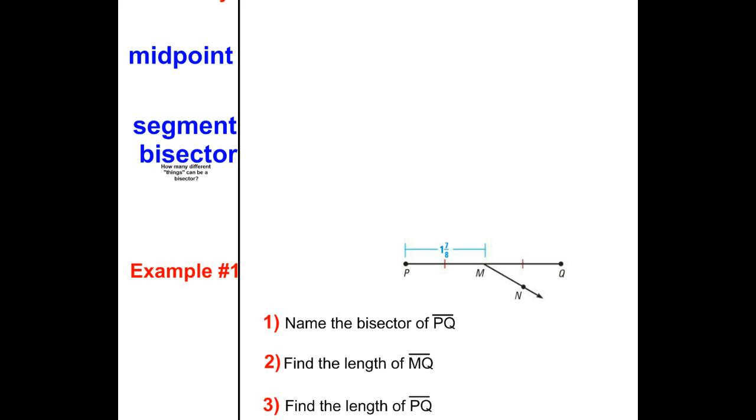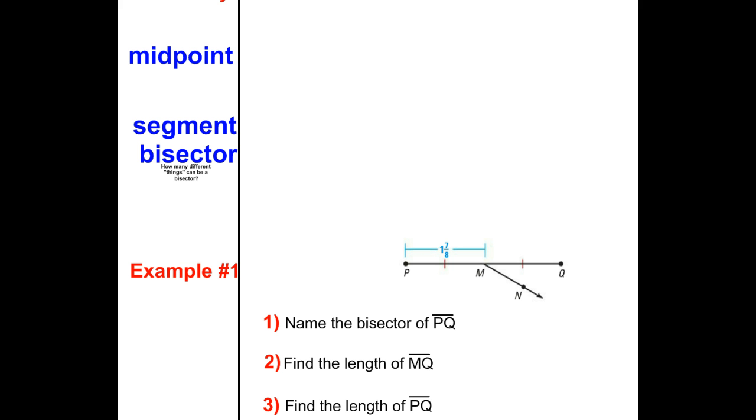Segment bisector, well, when you bisect something, what do you do? You cut it in half. So the difference between a midpoint and a segment bisector is kind of in the name. Midpoint, point. A midpoint is a point. A segment bisector is going through the midpoint, but it's a line segment that goes through the midpoint, or a ray or a line that goes through that midpoint.